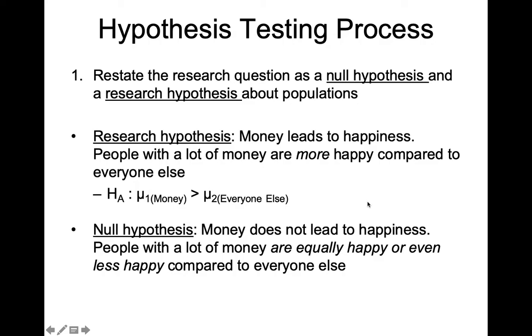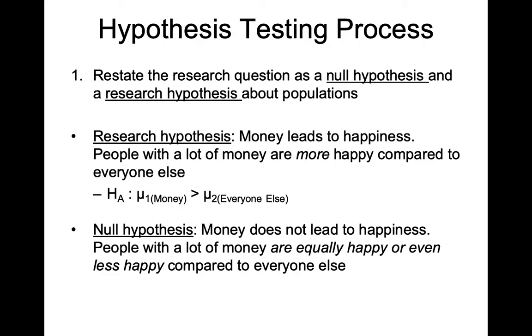The null hypothesis is simply the opposite of the research hypothesis. So if the research hypothesis is that money leads to happiness, the null hypothesis is that money does not lead to happiness. So to explain it further, people with a lot of money are either equally happy or even less happy compared to everyone else. So if money doesn't lead to happiness, they're equally happy or even less happy. Have to take into account both of those possibilities.